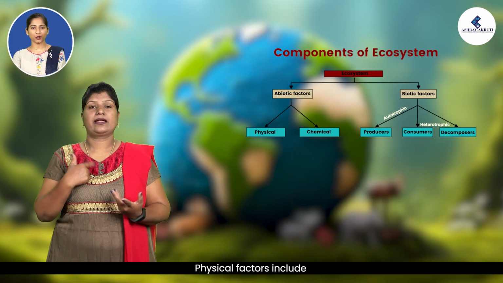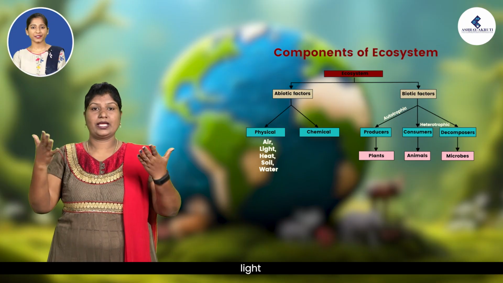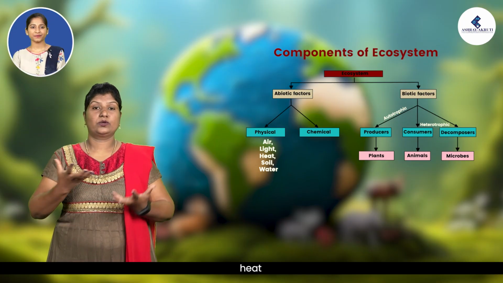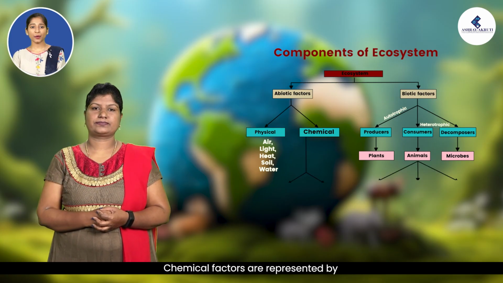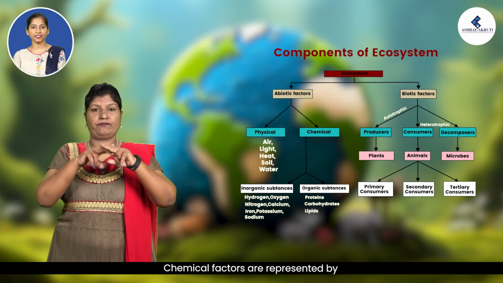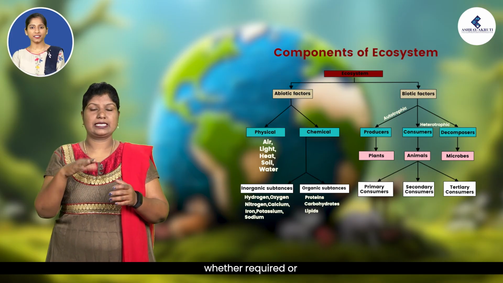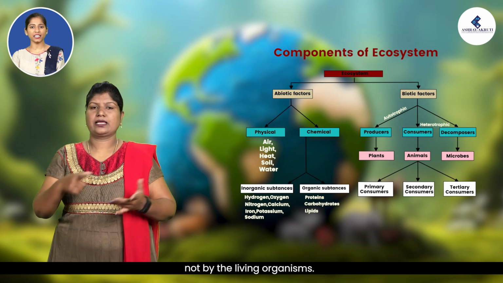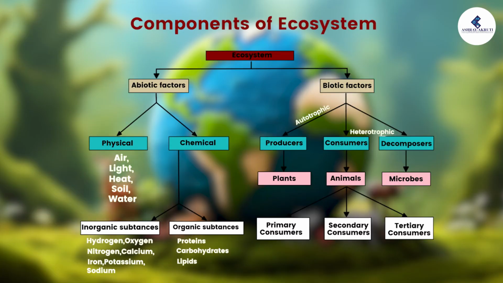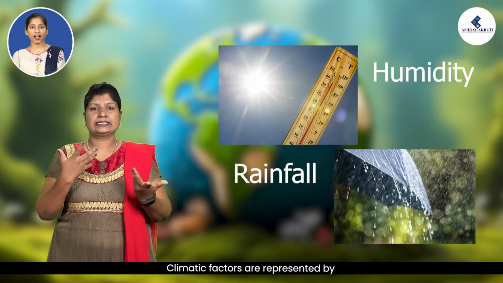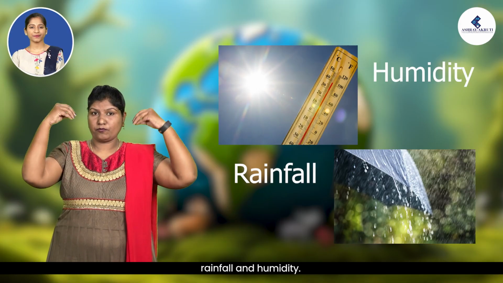Physical factors include air, light, heat, soil, and water. Chemical factors are represented by the various organic and inorganic substances, whether required or not by the living organisms. Climatic factors are represented by rainfall and humidity.